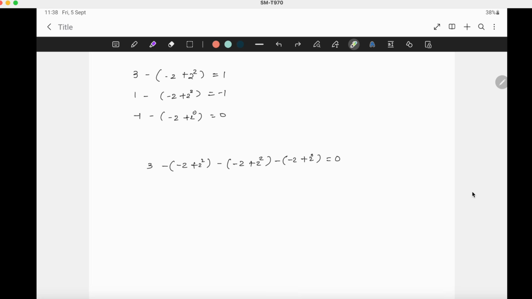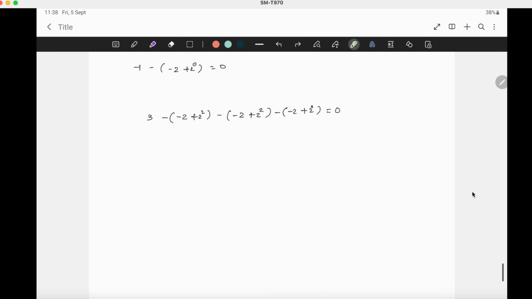Now going ahead, if I write this in this form, here 3 is num1, and this -2 that we see is num2. So can I write this in this way?